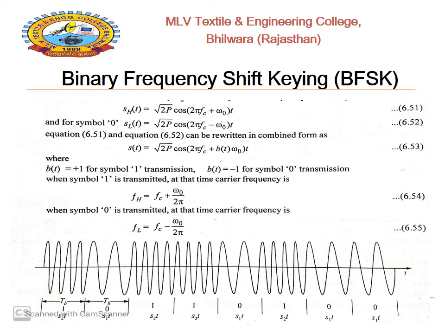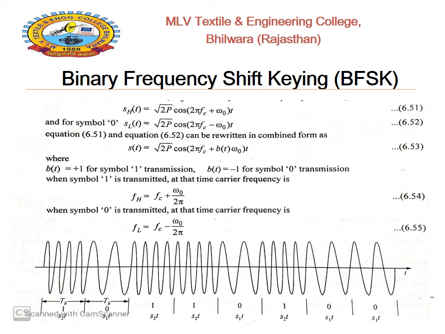As seen in equation 6.53, when symbol 1 is transmitted the carrier frequency increases, that is Fh equals Fc plus omega naught divided by 2 pi. When symbol 0 is transmitted the frequency is reduced, represented by Fl, L for lower frequency component, which equals Fc minus omega naught divided by 2 pi. The waveform is shown for different bit durations for the bit sequence 1 0 1 1 0 1 0 0.